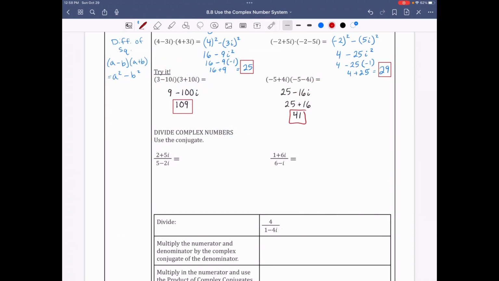All right, so that is multiplying complex numbers. Now we're going to talk about dividing complex numbers. So it tells us to use the conjugate. We use the conjugate, we multiply by 5 plus 2i in the denominator. So then in our denominator, if we use differences of squares, we get 25 minus 4i squared. And we'll need to distribute the numerator.